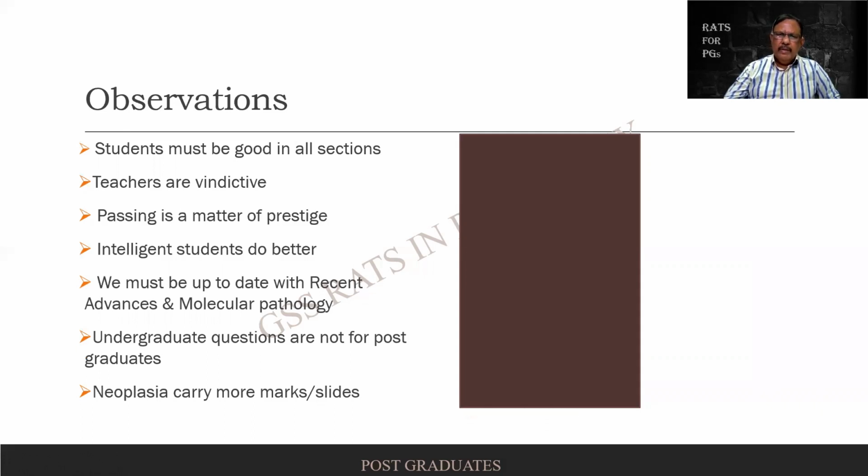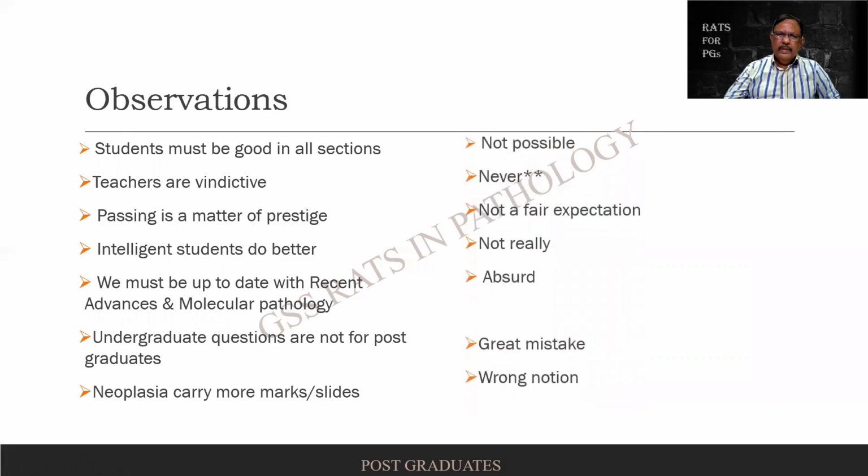The actual reality will be something like this. Students must be good in all the sections. Not possible. Teachers are vindictive. Never. Passing is a matter of prestige. This is not a fair expectation. Then we cannot conduct exams at all. Intelligent students do better. This is not really the case. We must be up to date in recent advances in molecular pathology. Absurd. UG questions are not for PGs. It's a great mistake. And neoplasia will be carrying more marks. It is a wrong notion.